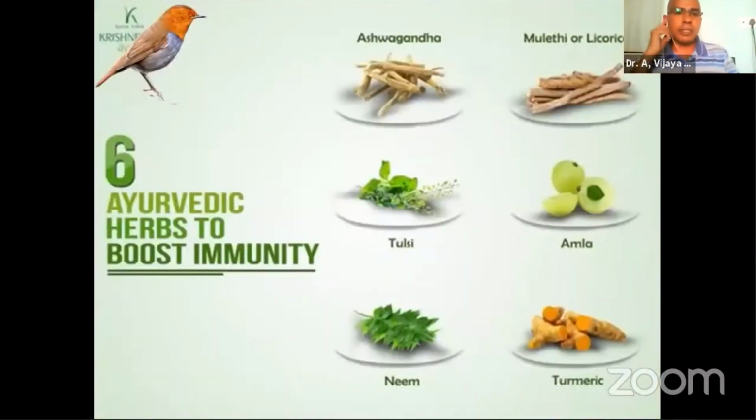And next, nowadays people are encouraging immunity also. Every product, they are writing immunity booster and putting it on the market. So natural immunity boosters are also available from nature. Nature is giving these herbs to enhance immunity. Ashwagandha is the best one, followed by licorice, tulsi, amla, Azadirachta, and turmeric.